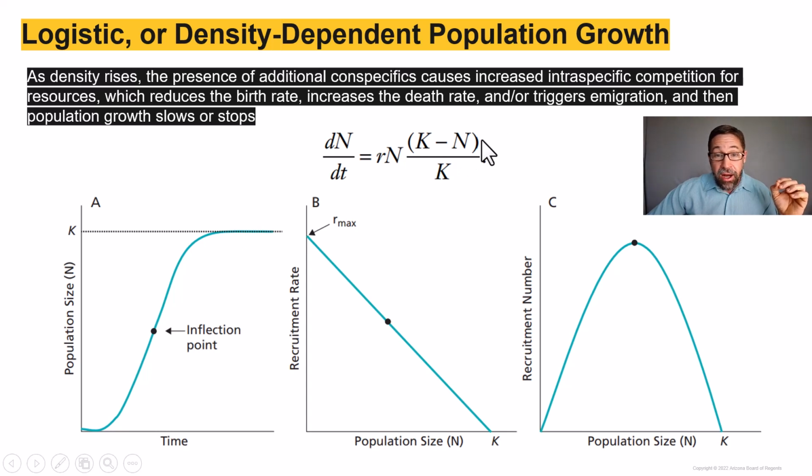If this population exceeds carrying capacity, right, creating a negative term right here, then we're actually going to see a population decline. So maybe the population overshoots carrying capacity.